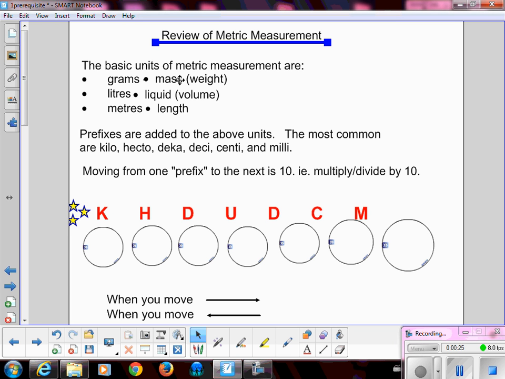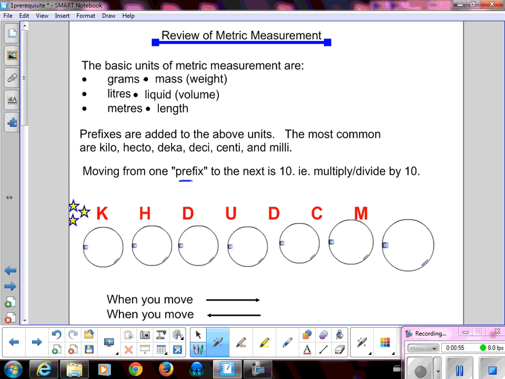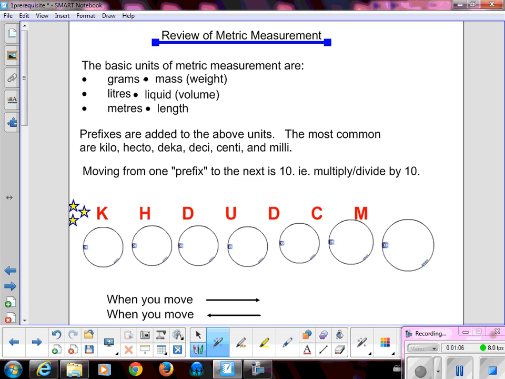Now the prefixes are added to those above units, and the most common that we'll see in everyday life are things such as kilo, hecto, deca, deci, centi, and milli. What happens with grams, liters, and meters is I just put those prefixes in front of them. So kilograms, kiloliters, kilometers. Okay, so that's how it works in the metric system. Now, when I move from one prefix to another, it's a factor of 10. So what's nice about the metric system is everything has to do with tens. So I'm either multiplying or dividing by tens.